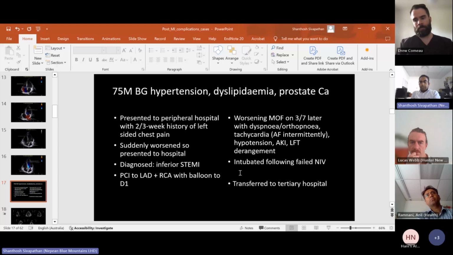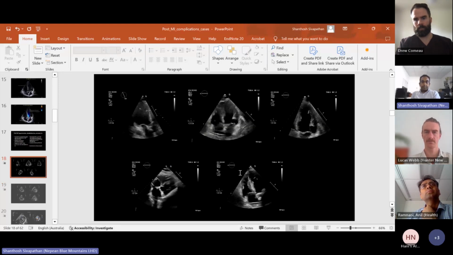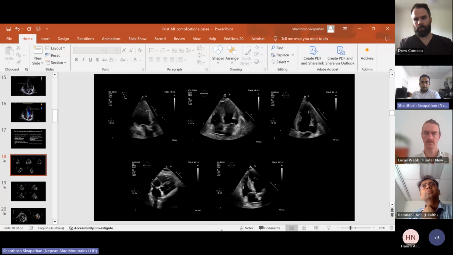But a couple of days later, he had worsening multi-organ failure on day 3 with increasing shortness of breath, orthopnea, and tachycardia. He had intermittent AF, acute kidney injury, and LFT derangements, and he was really struggling to survive. He was subsequently intubated after he failed NIV, and this was his echo with us.